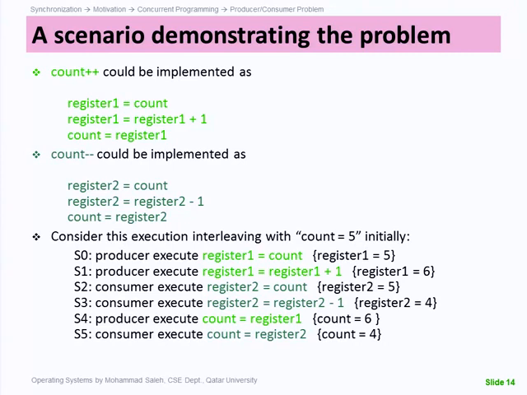So incrementing or decrementing count, accessing this particular shared attribute of the object buffer should be guarded. We have to coordinate the access to count. So now the problem becomes more specific. Correct?